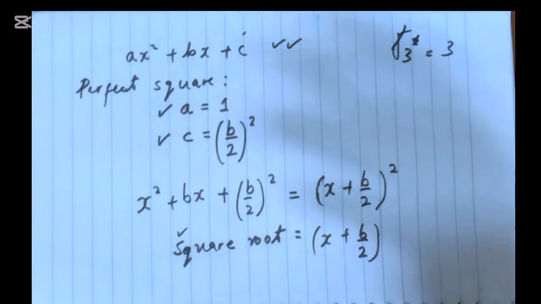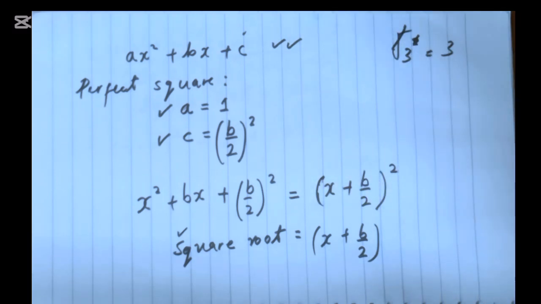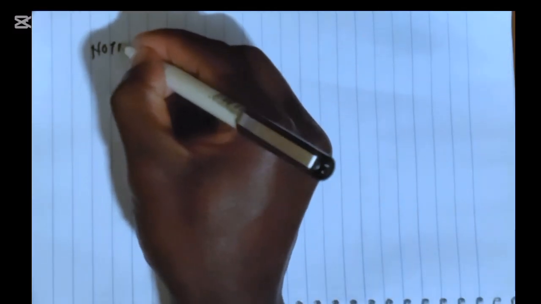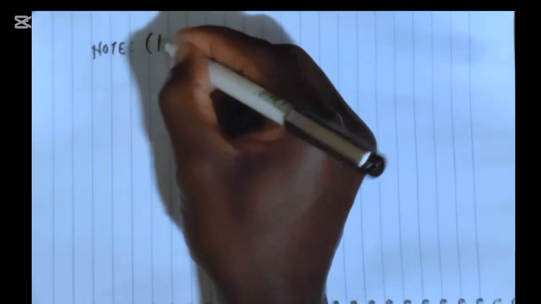So why don't I write a common law in this particular scenario? I want you to note that for a quadratic expression to qualify as a perfect square, it must take this particular format. And this is a very important note.